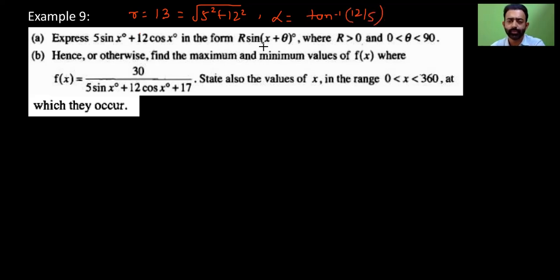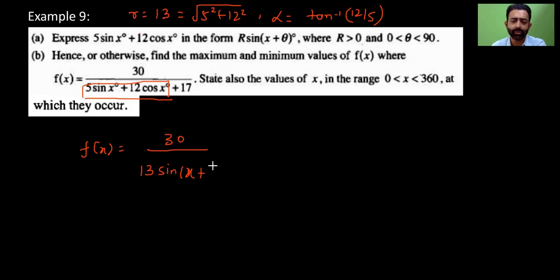Okay, B part says that we have an expression, find the maximum and minimum values of f(x), where f(x) is 30 upon 5 sin x plus 12 cos x plus 17. I can write this expression using our A part, where I have represented this using this value of r and alpha like this: 13 sin(x plus theta) plus 17, because the angle does not affect the maximum value of sine or cos curve.